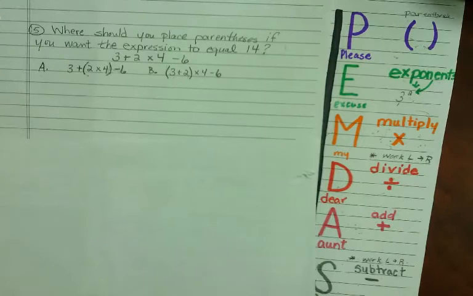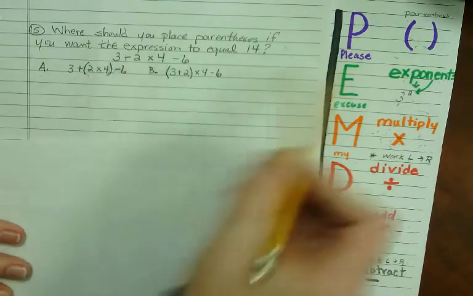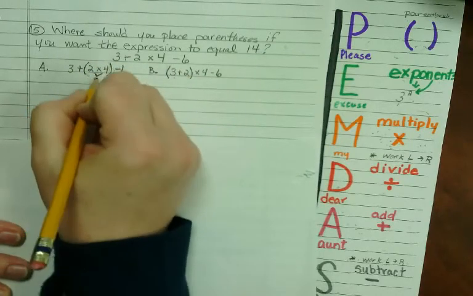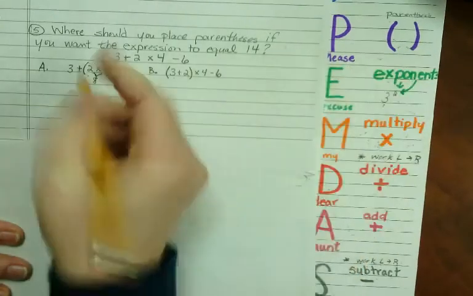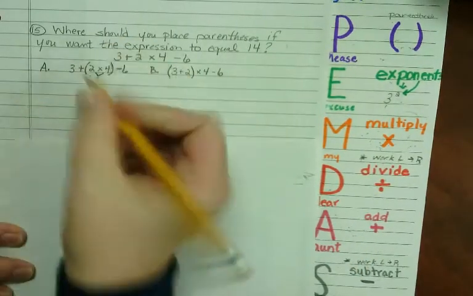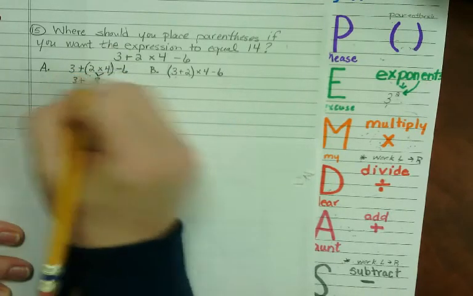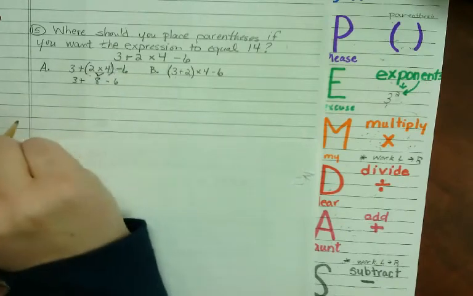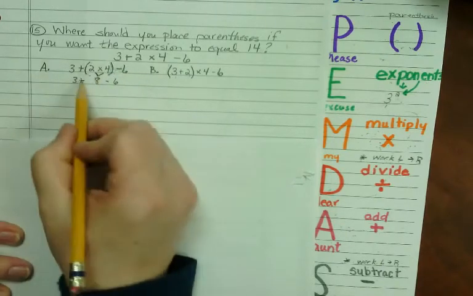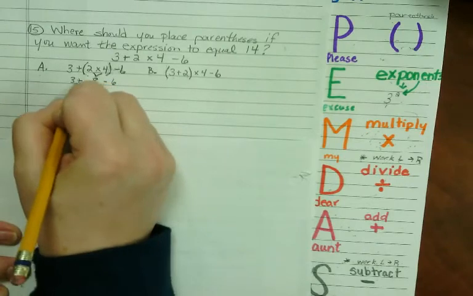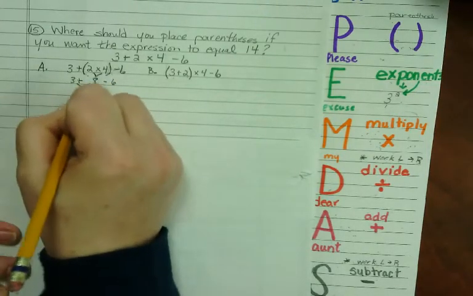Okay, so I start with the parentheses. 2 times 4 is 8. I'm on the edge of this paper here. 2 times 4 is 8. Bring down what I don't use. Didn't use the plus sign, didn't use the minus sign, or the 6. Okay, I have add and subtract. And we know if add and subtract are in the same problem, we work it from left to right. So 3 plus 8, 11.